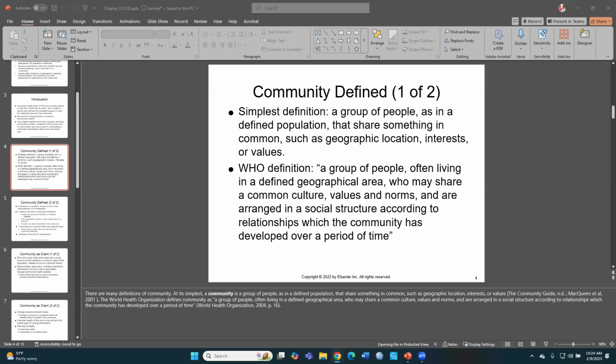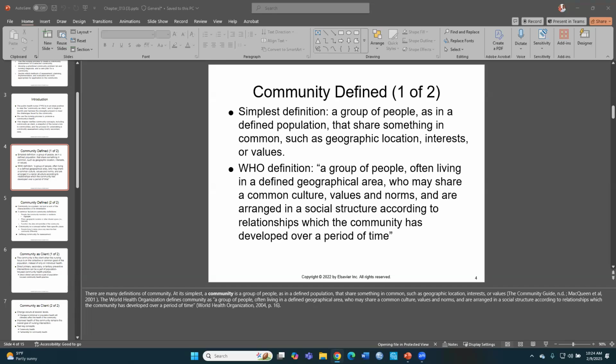The definition of a community is a group of people, as in a defined population, who share something in common, such as geographic location, interests, or values. A community is a system. In most definitions, a community includes 3 factors: the people, the place, and the function.